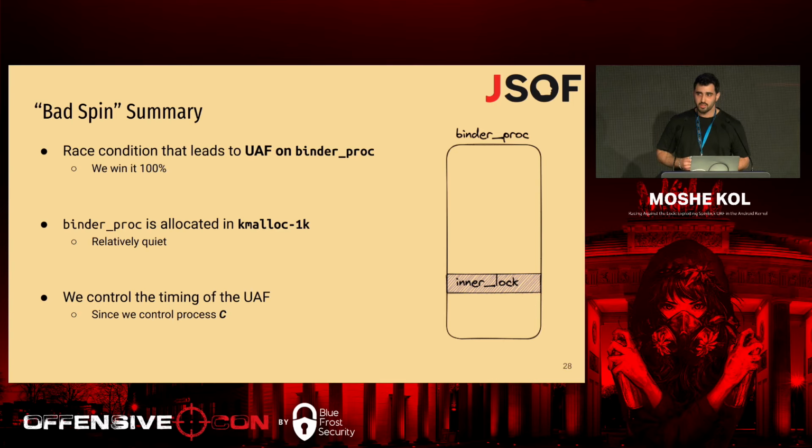So you can find the full details in the write-up. And the binder proc structure is allocated in the general purpose cache, kmalloc-1k, which is relatively quiet, so it increases the likelihood of successful reallocation. And a nice property of this vulnerability is that we control the timing of the use-after-free. So since we control process C, we can call exit anytime we want and trigger the use-after-free.